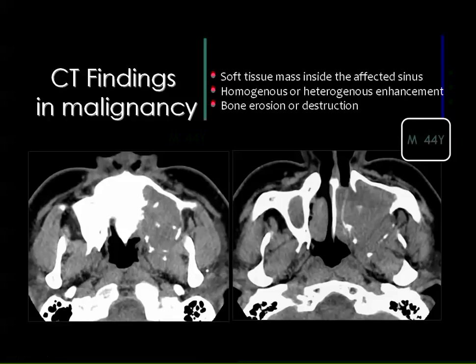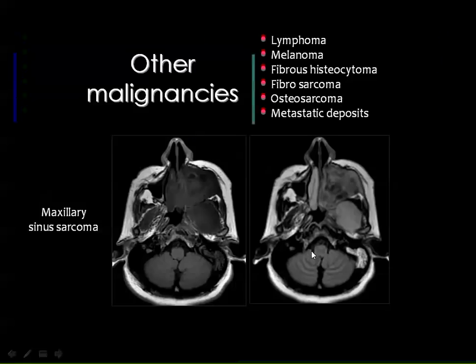Then the CT findings of malignant sinus disease include a soft tissue mass affecting the sinus, which may show heterogeneous or homogeneous contrast enhancement associated with bone destruction of the affected sinus walls. The most common, as I have said, is the maxillary sinus squamous cell carcinoma, but many other malignancies can also occur in the paranasal sinuses, including lymphoma, melanoma, fibrous histiocytoma, fibrosarcoma, osteosarcoma, and even metastatic deposits.